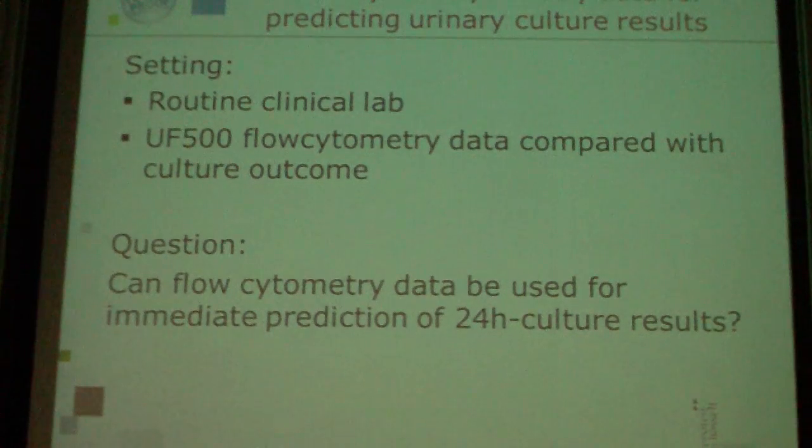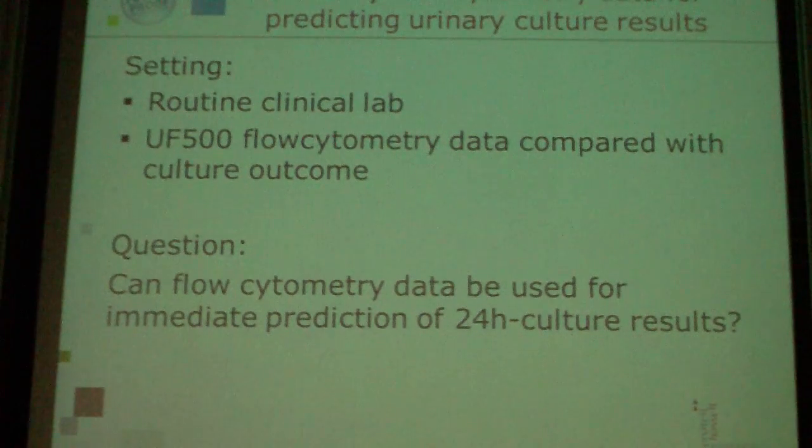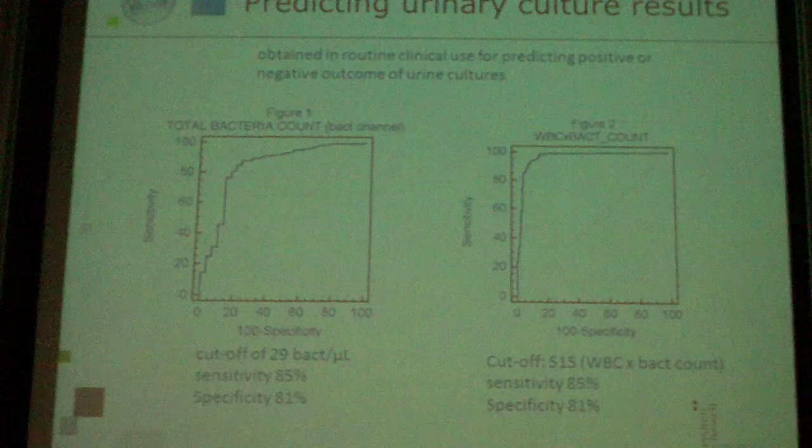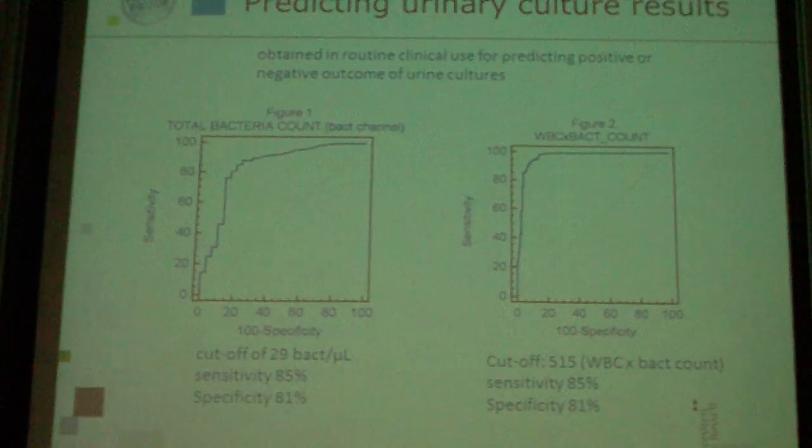We wanted to know if we could use this flow cytometry data, which are immediately available within 5 minutes after receipt of the sample in the lab, and we would like to know if it's usable to have an idea about the results of the 24-hour culture results. And these are data out of our hospital lab, so that's a clinical situation, routine with in and out patients, in every kind of situation.